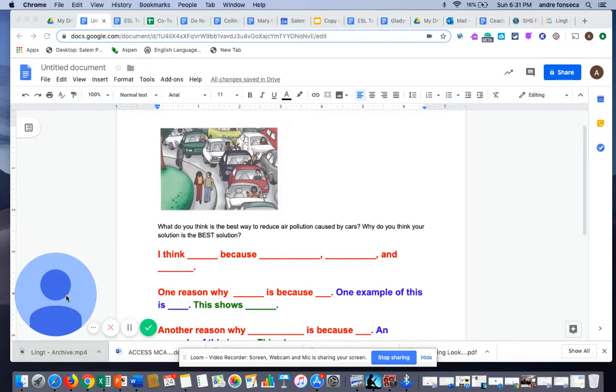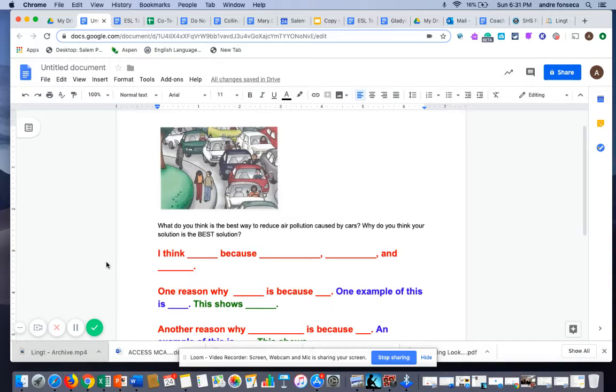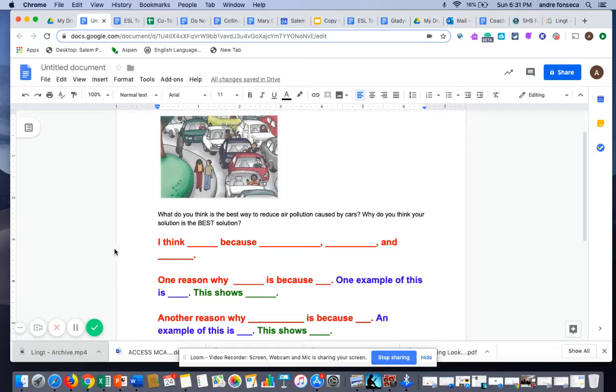Okay, today I'm going to show you how to answer a speaking prompt using just the sentence starters that we're going to give you to practice. So the prompt that I'm answering today is a prompt you might see on the Access exam. The prompt is, what do you think is the best way to reduce air pollution caused by cars? Why do you think your solution is the best solution?